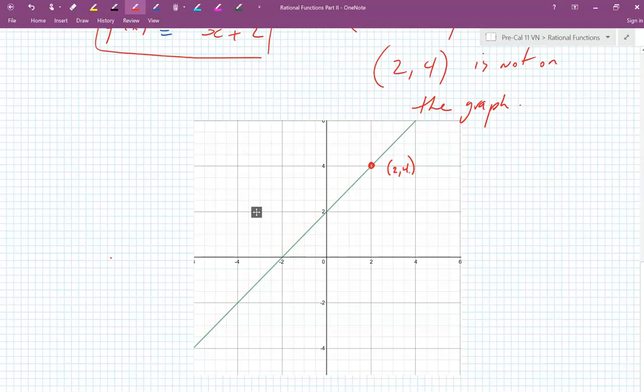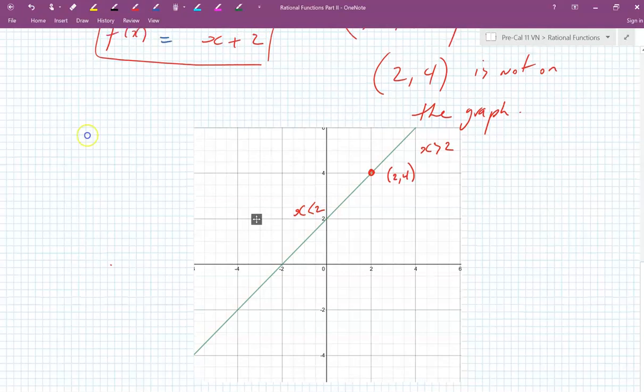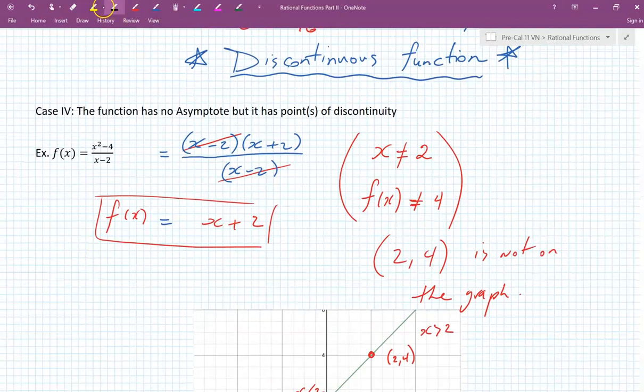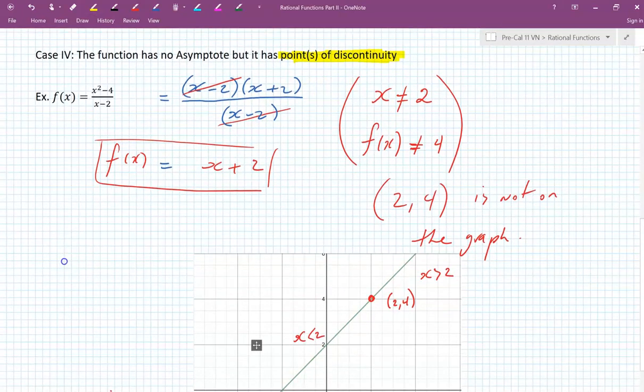That means that everything past 2, so all values of x greater than 2, are part of it. And then this part here is all values that are less than 2. But (2, 4) is not part of it. And we call that a point of discontinuity. And that is part of exactly what we were talking about here. So that's the fourth case. If you end up getting a rational function where you can actually simplify, then that's what you will end up getting. Sometimes you have one, sometimes you have more, and then you go ahead and graph. And that's basically it.